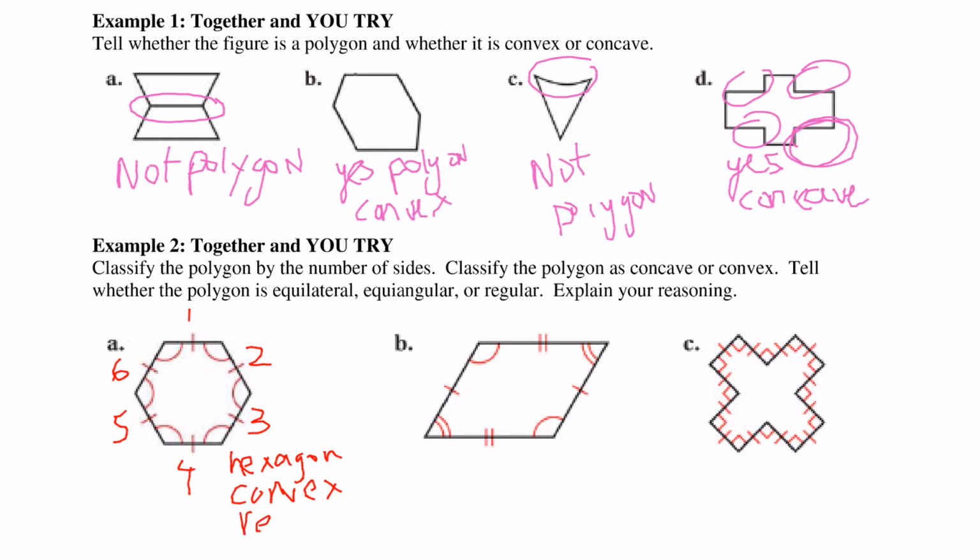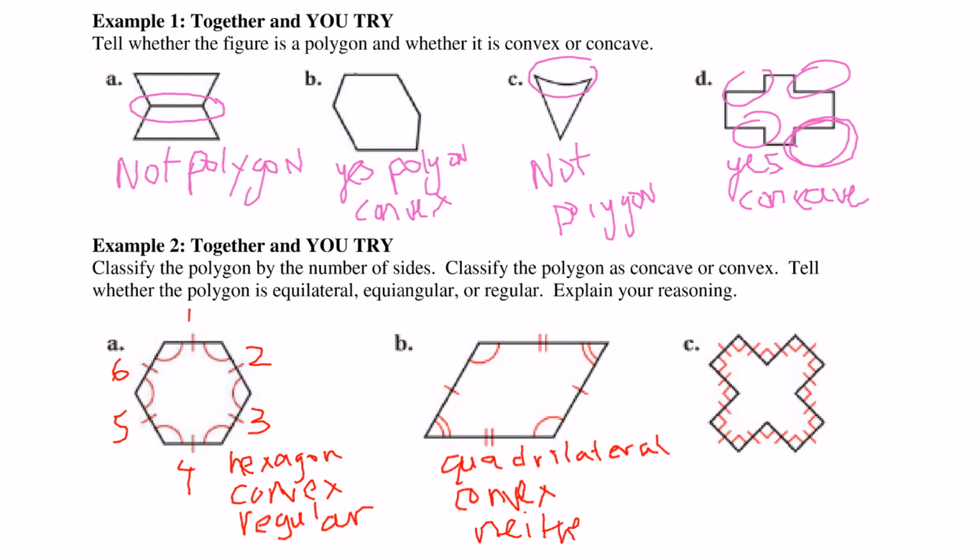Okay, so the next one, we can see that there's 4 sides. This would be a quadrilateral. Then we can see that it's also convex. And for these sides, we can see that there's different sets that are congruent, and same thing with the angles, but not all of them are the same. So this would be neither. So it's not equilateral, it is not equiangular, and so it cannot be regular since it's not either of those.